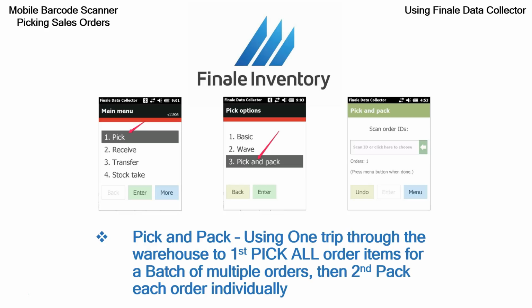Now, the overall summary of what you're going to do in a pick and pack scenario is make one trip through the warehouse to first pick all of the order items for a complete batch of multiple orders, meaning it's like a consolidated list of items. We're going to take all of the orders you put together in this batch, and sum up all the similar items so that you make one trip for each of the items in that batch. And so you can then later pack them as a second step individually.